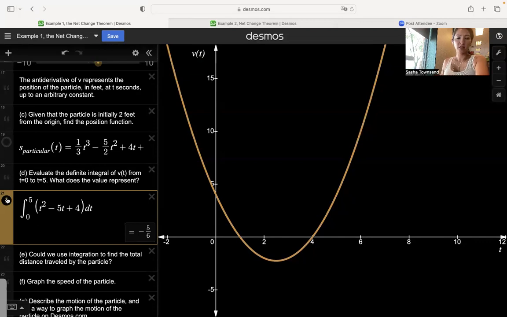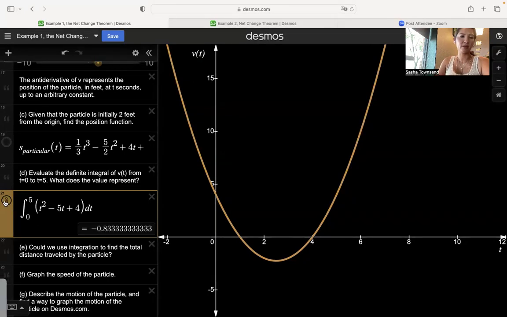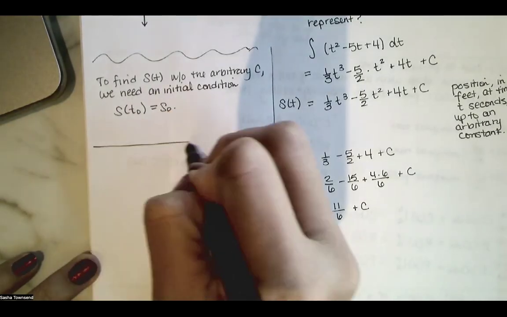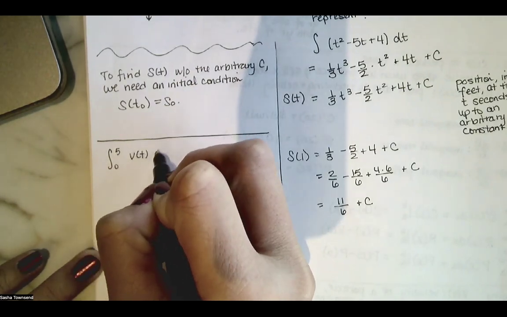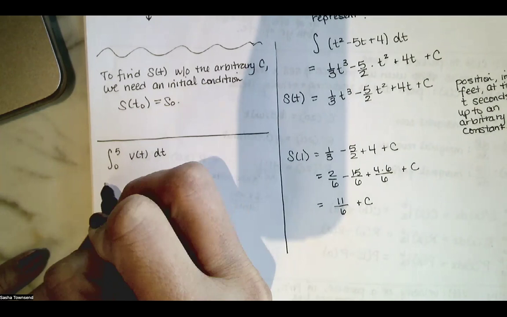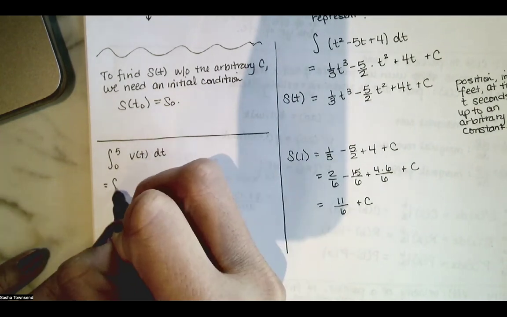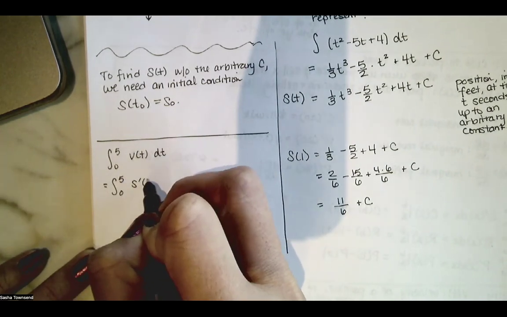Now we can use the fundamental theorem of calculus to evaluate that integral. We should still get the negative 5.6, which is negative 0.833 repeating. And then we'll think about what it represents. So let's do that on paper. So we were asked to evaluate this. Now our velocity is s prime of t.